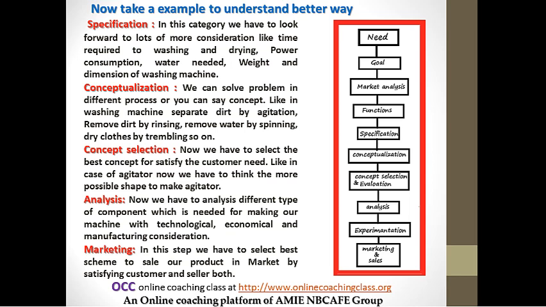After concept selection we go to analysis. What type of analysis is done here? We have to analyze the different components needed for making our machine, with technological, economical and manufacturing considerations. After completing all those steps, the final and most important step is marketing. Because after making our product, we have to sell it. So we have to set different schemes to satisfy the distributor, the dealer, the retailer, and at last we have to satisfy the customer for their need. So it is a complete process of designing a very good product.